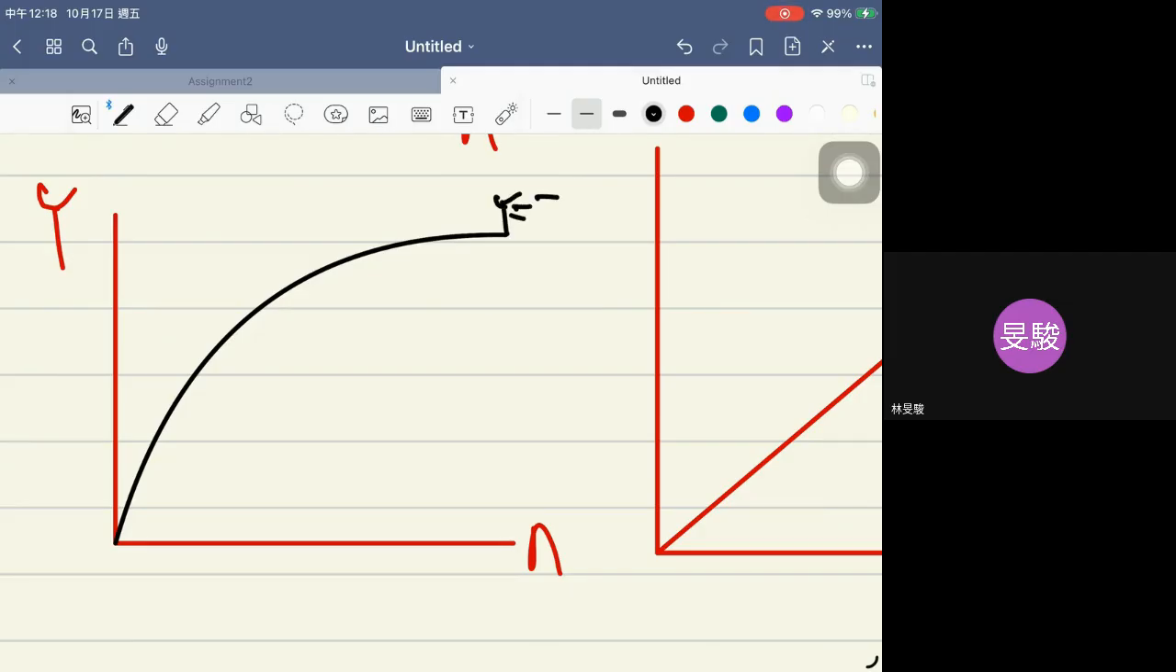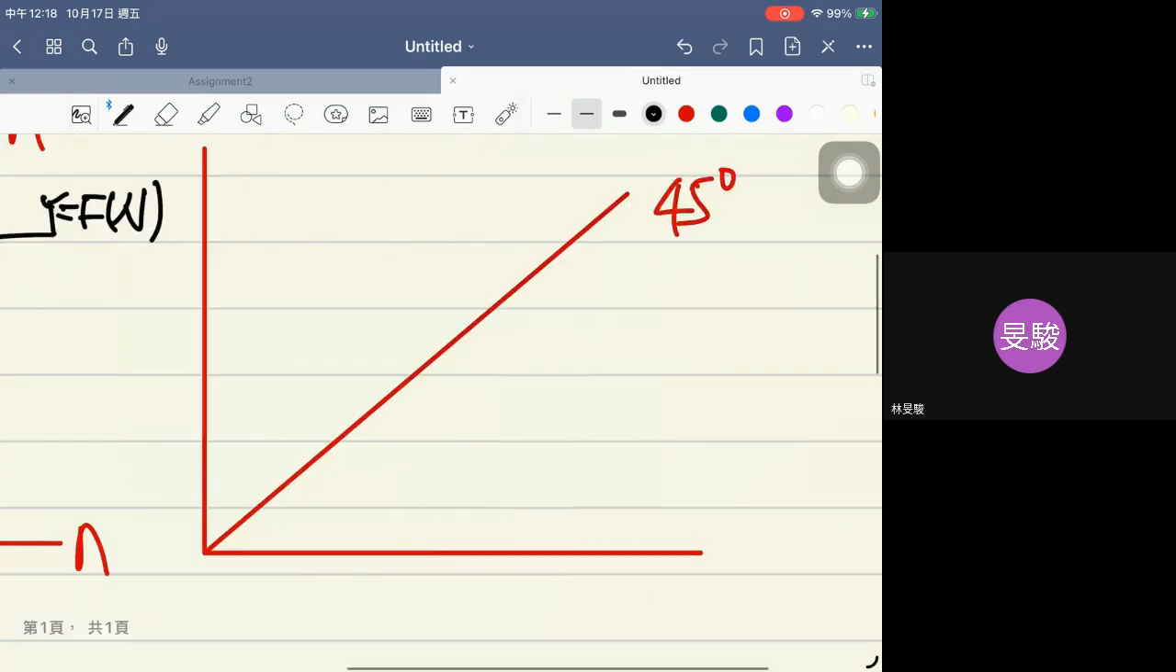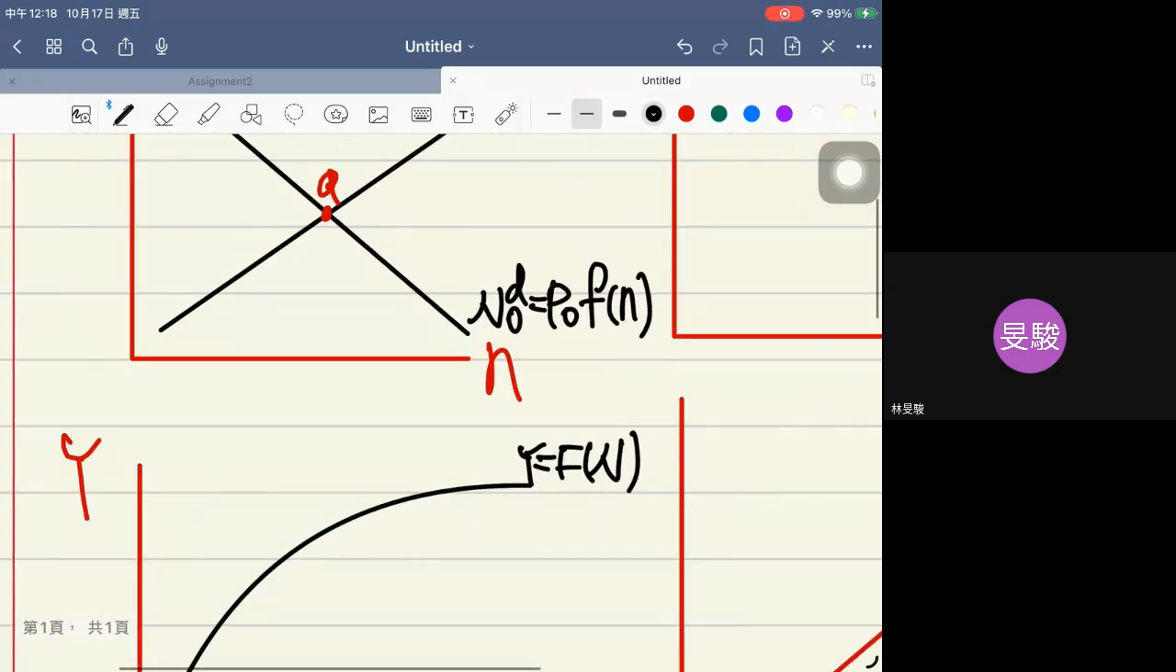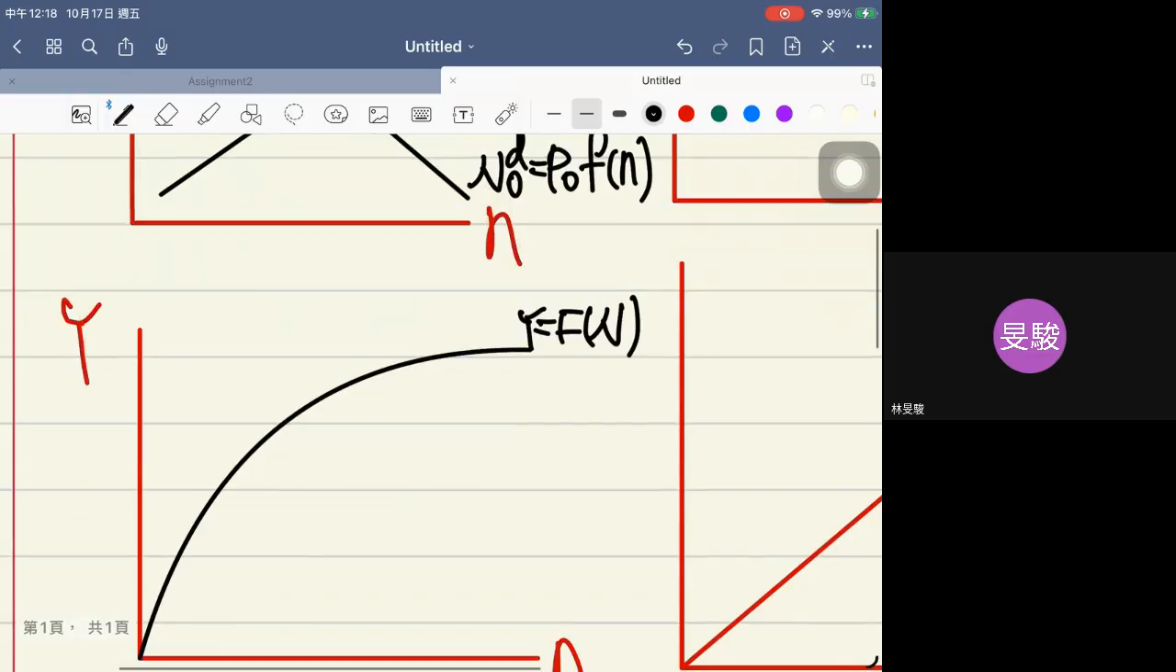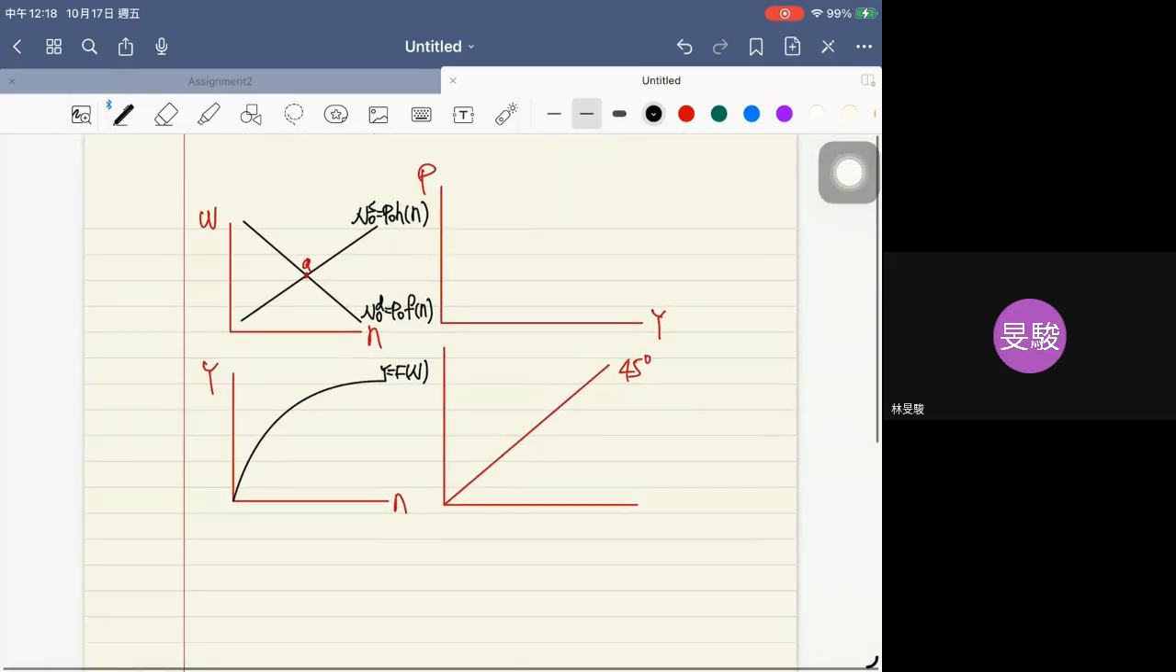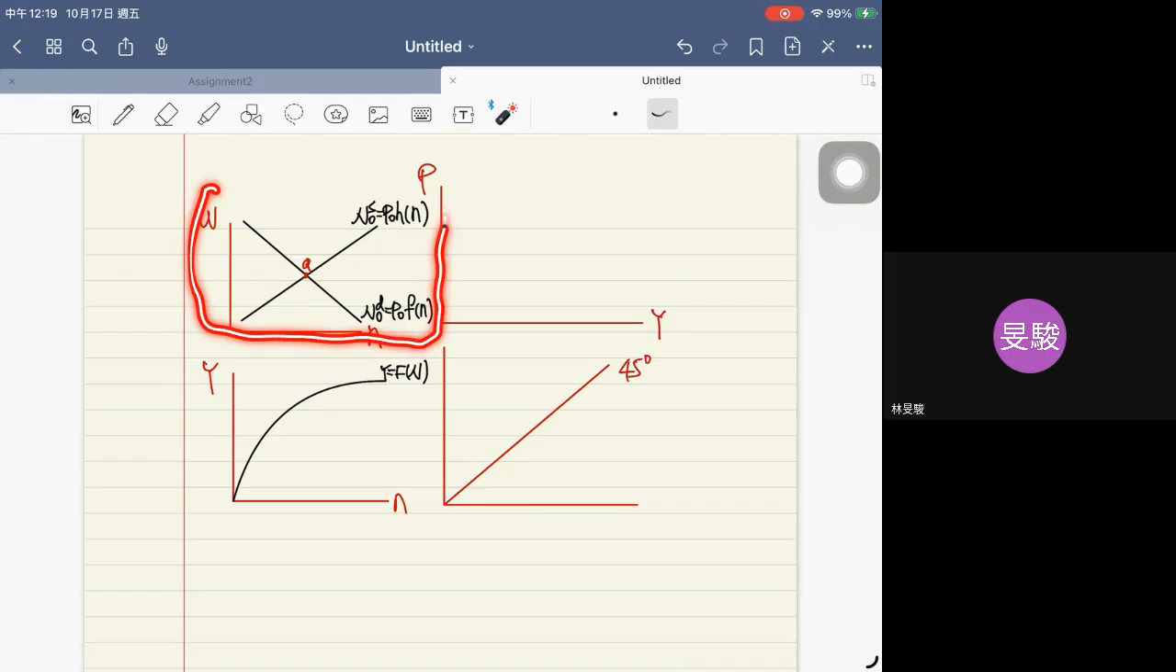Y equals F of N. Okay. In this picture, in figure 3, the second quadrant represents the labor market, where the x-axis and y-axis denote employment and nominal wage, respectively.